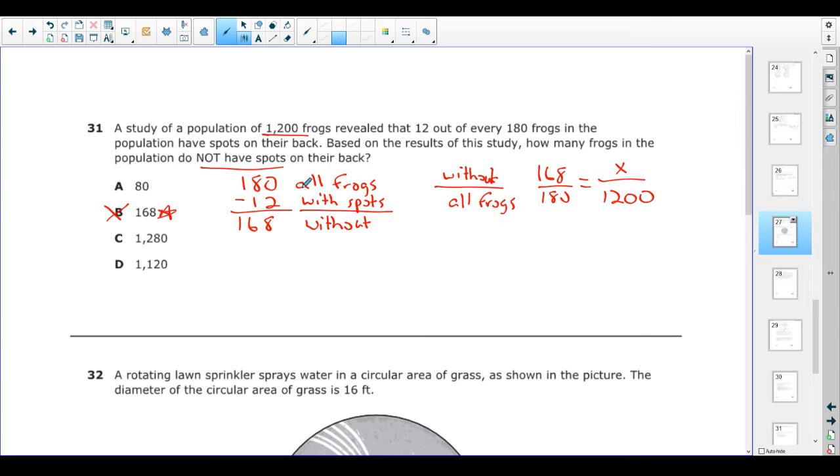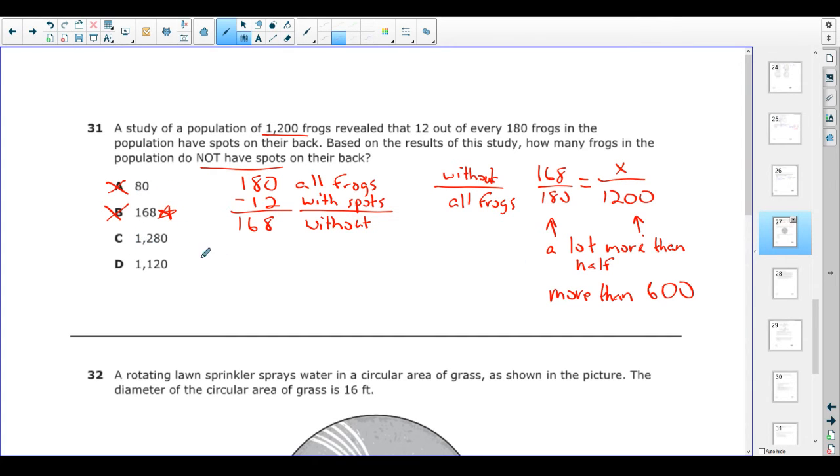Okay? Do this. So if we look, 168 is a lot more than half. Hopefully you can agree with that. Half of 180 is 90, and 168 is a lot more than that, which means that x has to be a lot more than half. Okay? And since half of 1,200 is 600, it has to be more than 600. I know that for a fact. That gets rid of answer choice A.